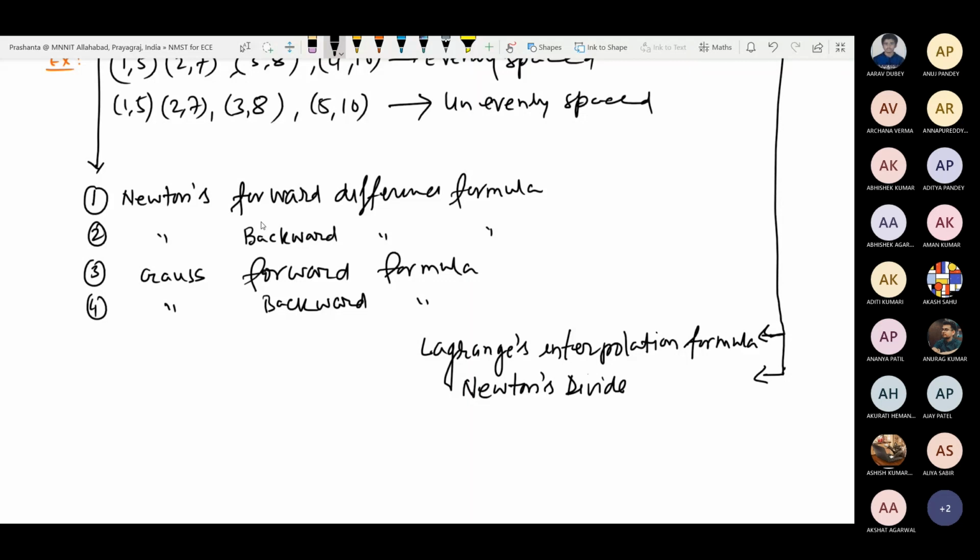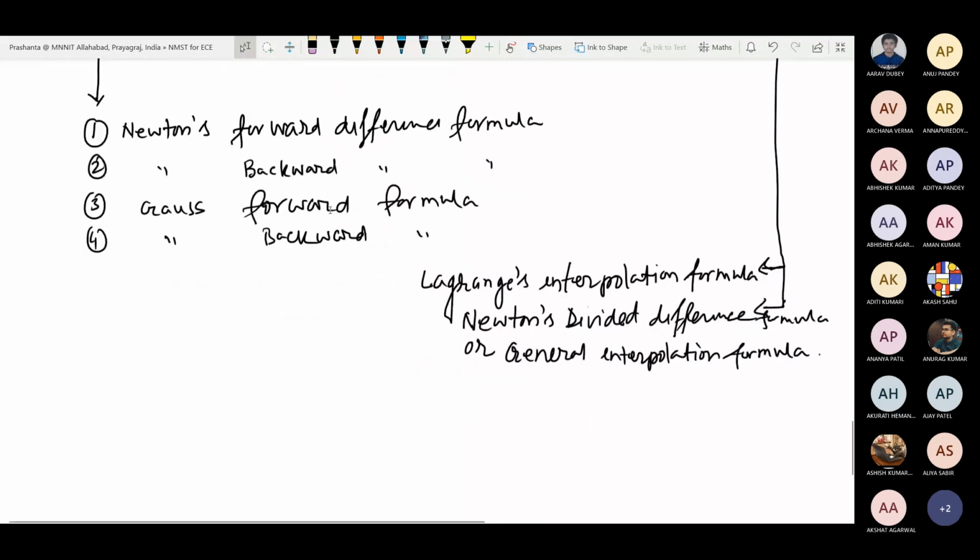By the way, the names are given according to the mathematician who studied the method for the very first time. It is true in any kind of result. So Newton's divided difference formula is sometimes known as the general interpolation formula.